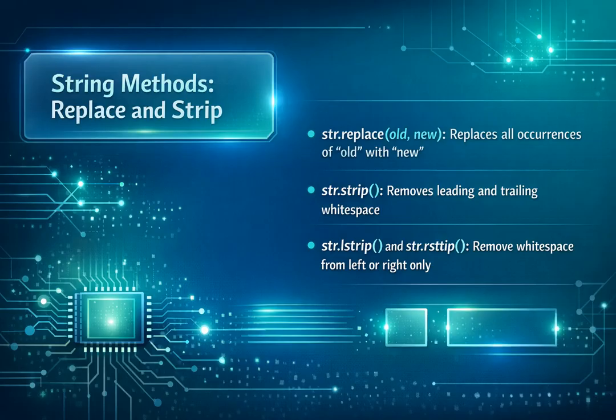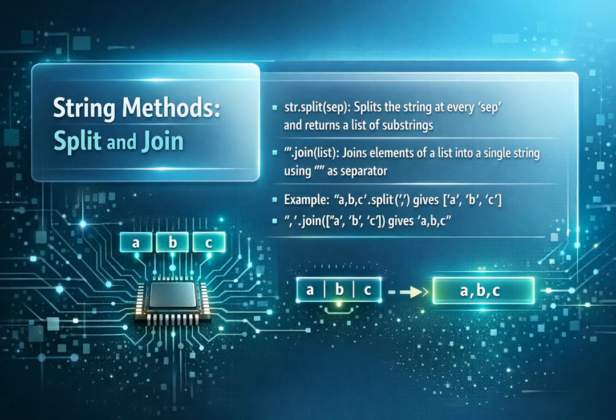The replace method substitutes all occurrences of one substring with another. The strip method removes whitespace from both ends of the string, which is very useful when processing user input. lstrip removes only from the left and rstrip only from the right. The split method breaks a string into a list of substrings at each occurrence of a separator. Splitting the string "a,b,c" using comma as the separator gives the list a, b, c. The join method does the reverse. It joins a list of strings into one single string using a specified separator.